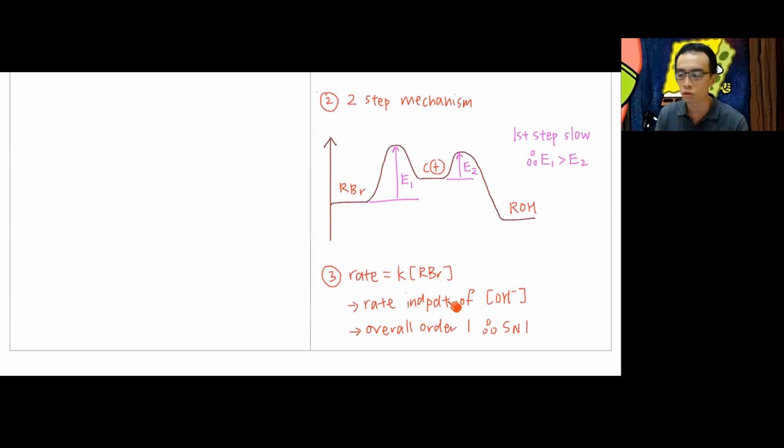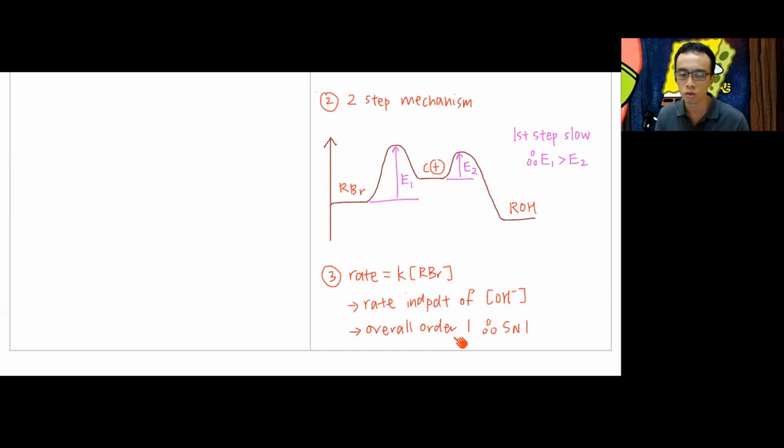Now, the rate equation, we also have to keep consistent with the mechanism that we have drawn. We know that the first step is the slow step, and one halogenoalkane is involved in the slow step. So therefore, it will be first order with respect to RBr, and zero order with respect to OH minus, because OH minus comes in at the fast step. So we know that for the SN1 mechanism, the rate is not affected by OH minus concentration. The overall order of this reaction is order 1. That's why we say that this is an SN1 mechanism. Remember, in SN1, the number represents the overall order of the reaction, overall order 1.